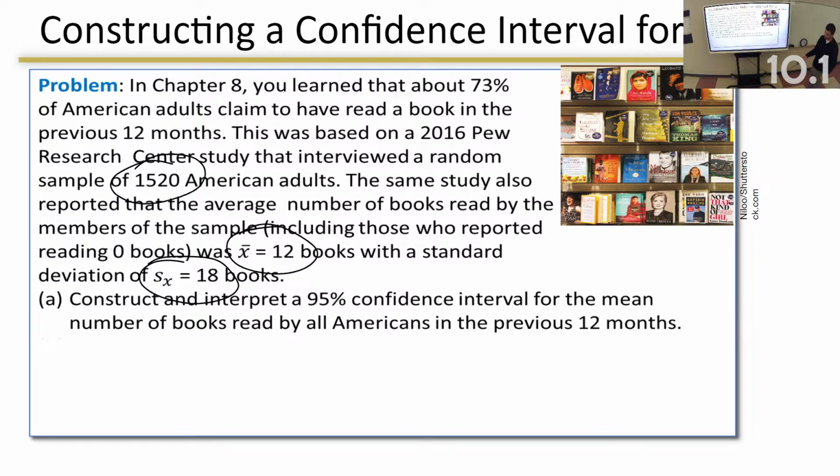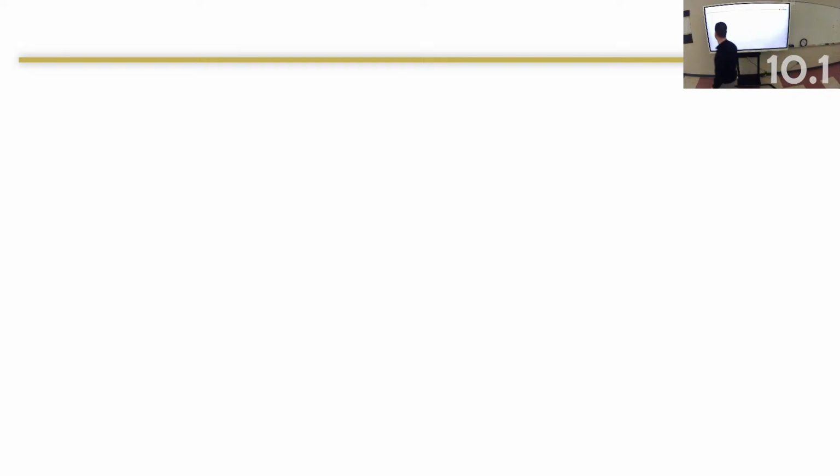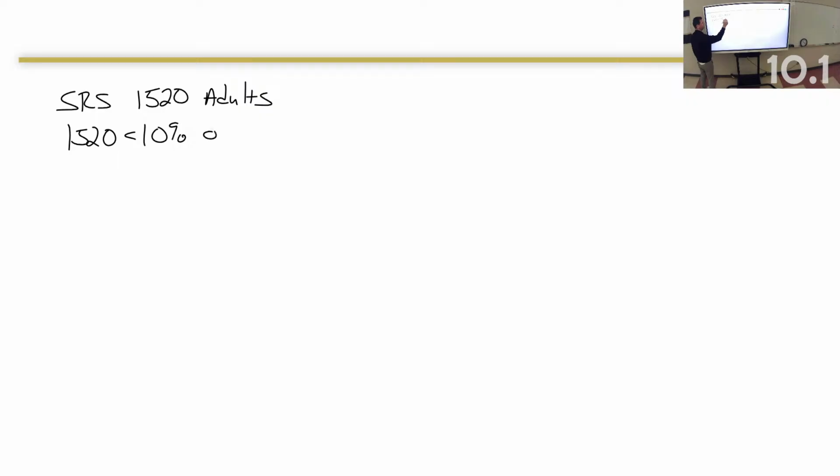Construct and interpret. That means I have to do the full-blown thing. 95% confidence interval. Look, I told you. They'll even put it again. The mean number of books read by Americans in the previous 12 months. How many was it? 1520. 1520 is less than 10% of all adults.